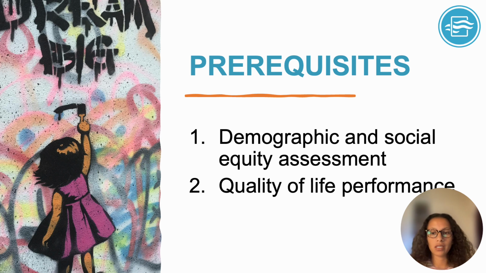The second prerequisite, quality of life performance, asks to go one step further and measure all of the quality of life parameters listed in the guide regarding education, equitability, prosperity, and health and safety. A minimum ARC score of 40 is required, and with any score above that, you will earn up to 6 points. ARC scores are based on performance relative to peers.